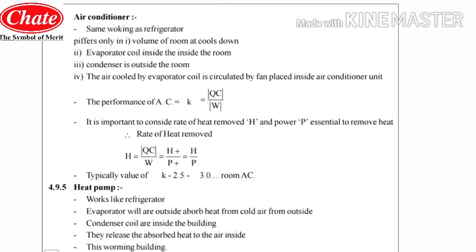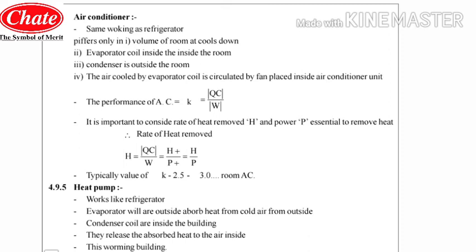So now students, we will see the performance of AC, which is K is equal to modulus of QC upon modulus of W, where QC is nothing but the heat absorbed by the working substance, while QH is the heat rejected by the substance. So the K will be modulus of QC upon modulus of W.